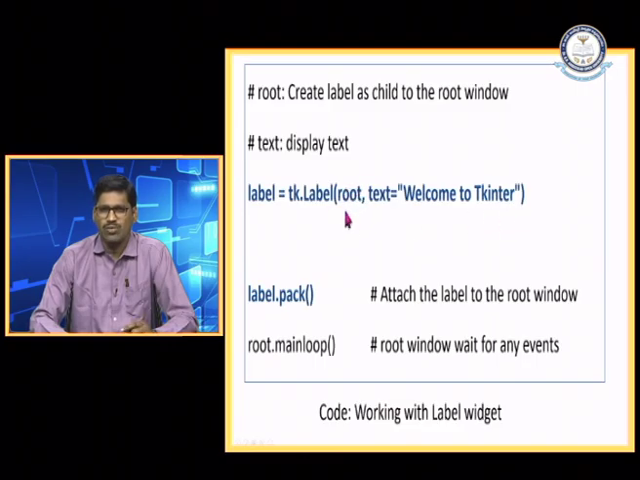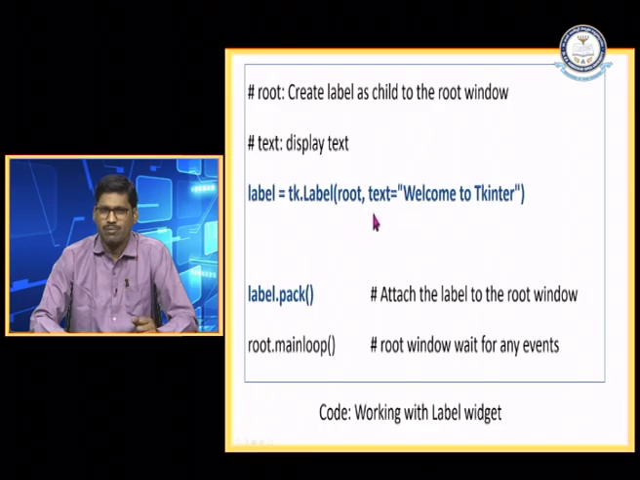Why are we writing root here? The meaning is we are creating the label as a child of the root. Already we created the root window in the previous slide. So here the label is created as a child of the root window. So that is the meaning of the property root here.